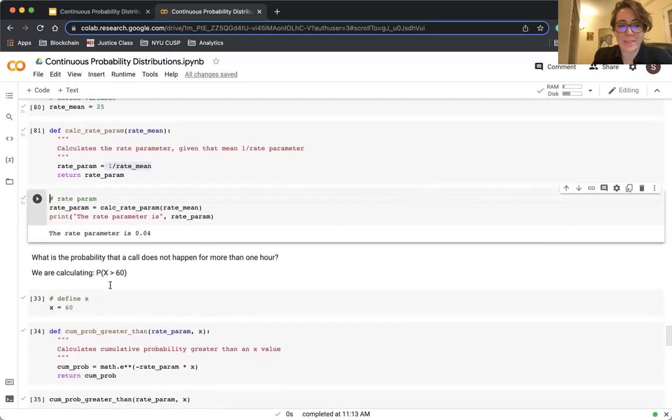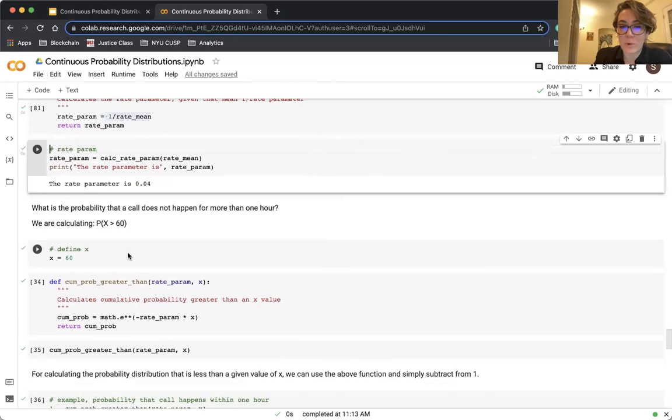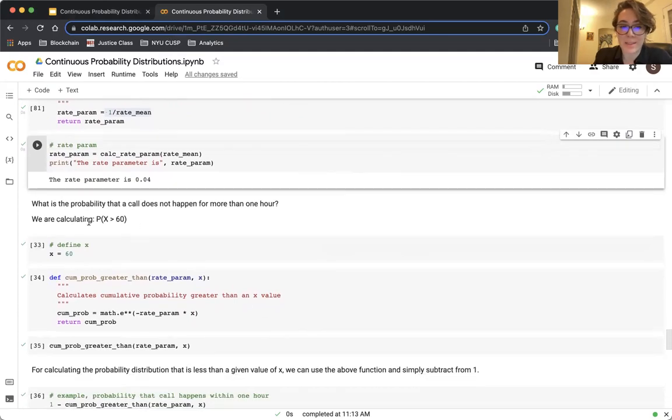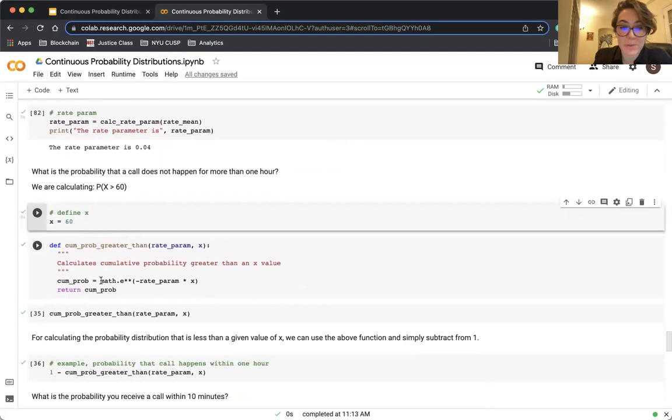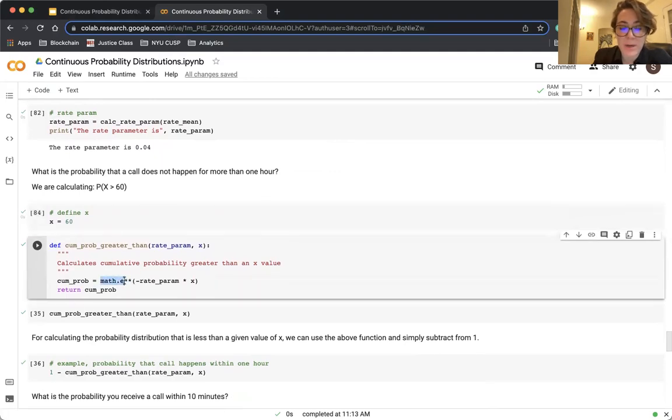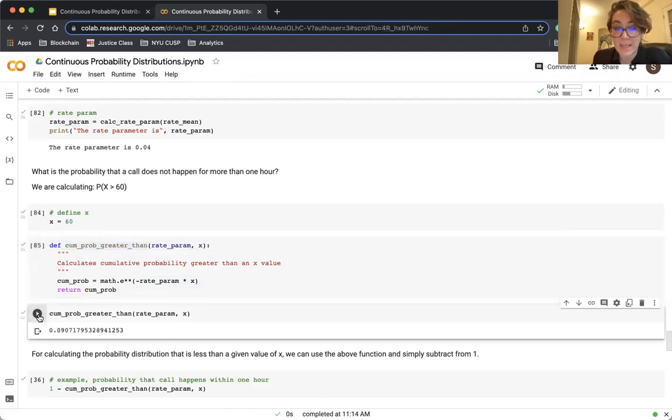So let's think about what is the probability that a call does not happen for more than 1 hour. That is equivalent to saying the probability of X being over 60. We would define X, and I would use that formula where we take Euler's number and raise it to the negative rate parameter times X. That would be that cumulative probability of a value that is above this point. That's why I just wrote greater than. So if you're trying to do anything above a value, you can use this formula exactly.